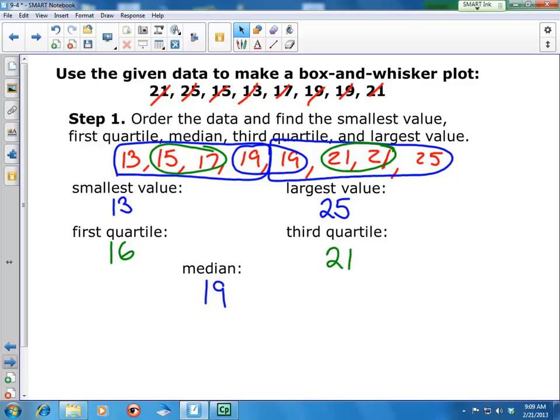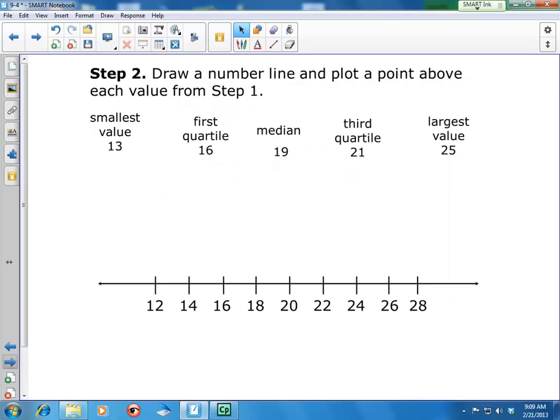Okay? Now let's go ahead, let's make our plot. Yeah, good. We have all of our information right there. Now let's make our box and whisker plot. Okay, the first thing we're going to do is just make dots, okay? We're not going to try to make whiskers. We're not going to try to make a box or any of that stuff right off the bat. We're just going to put dots where they belong. Smallest value is 13. First quartile is 16. Median is 19. Third quartile is 21. And largest value is 25.